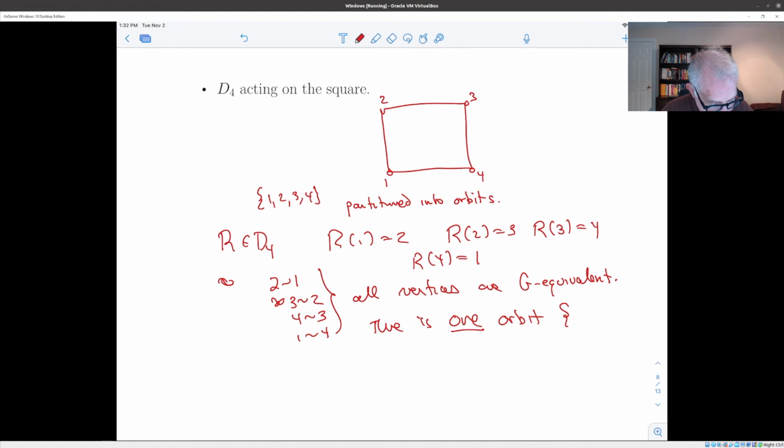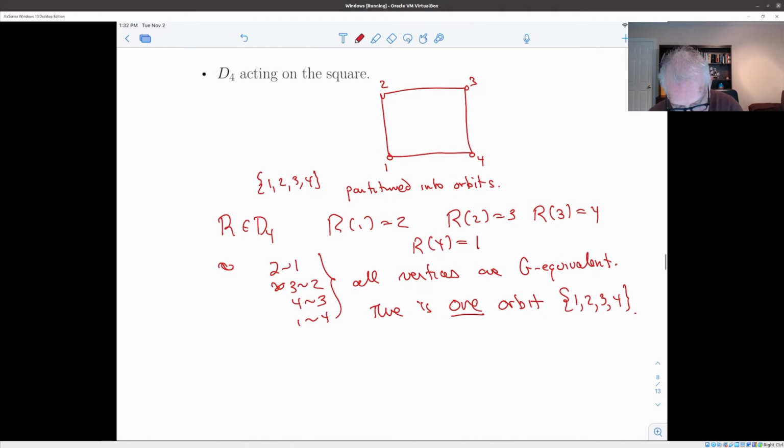And it consists of the set 1, 2, 3, 4. What about stabilizers? So what's the stabilizer of the vertex 1? In other words, which symmetries of the square fix this point? Well, the rotation doesn't, because the rotation moves 1 up to here.